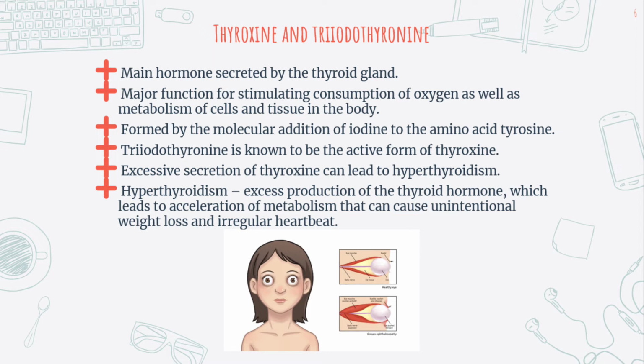It has an important role of stimulating consumption of oxygen and regulation of metabolism of the cells and tissues of the body. It also is formed by the molecular addition of iodine to the amino acid tyrosine. However, there are some instances where the production of thyroxine is too much, and that leads to hyperthyroidism. The picture below shows what hyperthyroidism is. Because of the excess production of thyroxine, the metabolism is accelerated, and because of that weight loss and irregular heartbeat may occur.